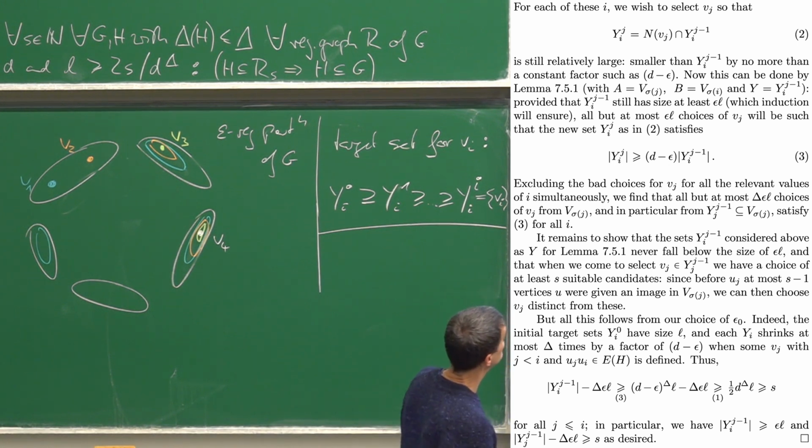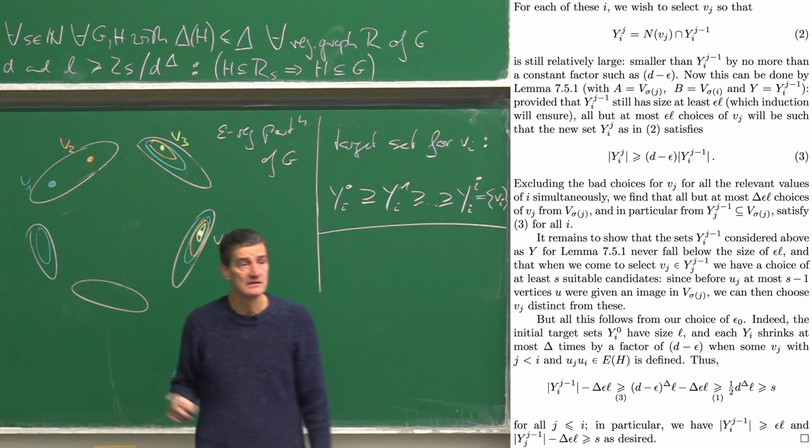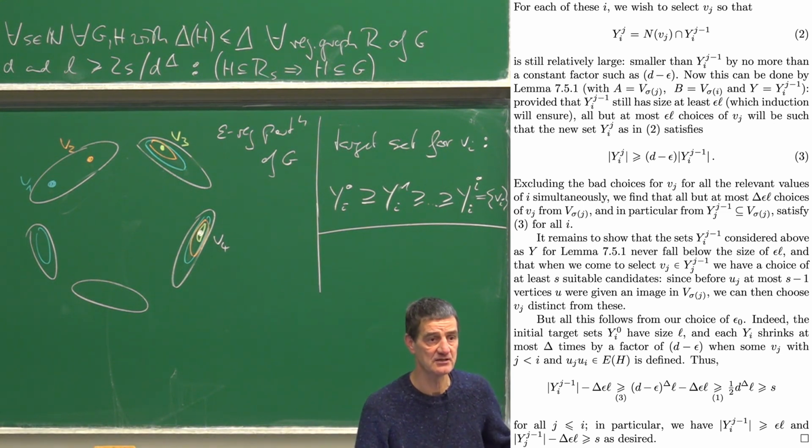So fewer than epsilon times little l vertices from the current target set of Vj are useless. But that doesn't matter, because the current target set for Uj, how was that obtained from the original partition class? Like every target set, it shrank in every step by a factor of at most d minus epsilon. Not by a smaller factor.